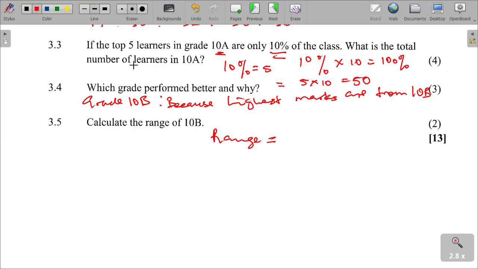So what we are saying is range equals 44 minus 31. And then we get what? We get 13. 13 is the range on this question.